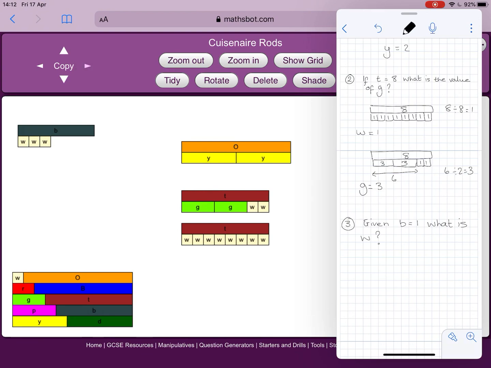Okay, let's put that on there. 1, 2, 3, 4, 5, 6, 7. So we've got 7 for B. Well, if I'm going to do 1 divided by 7, because there are 7 W's, remember that can be written as a fraction. So in this case, W equals 1/7.